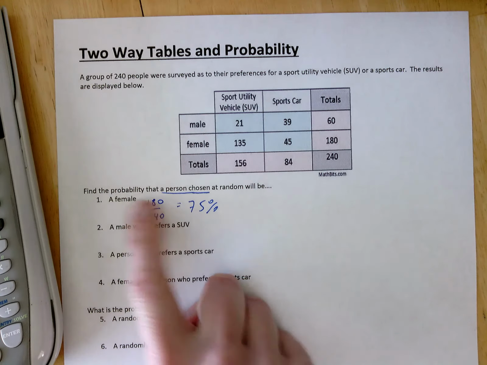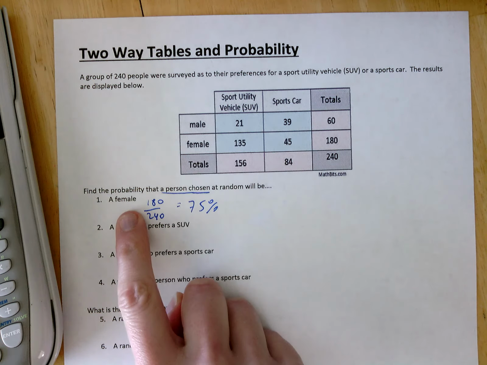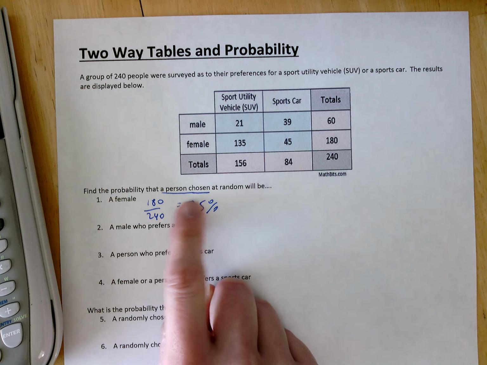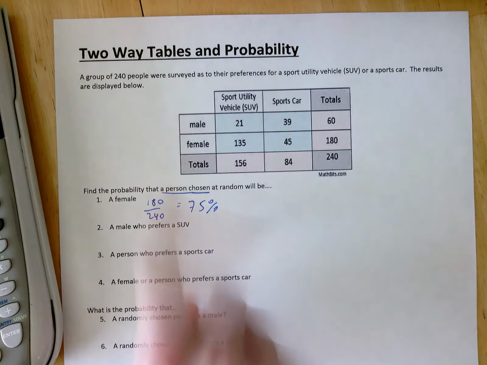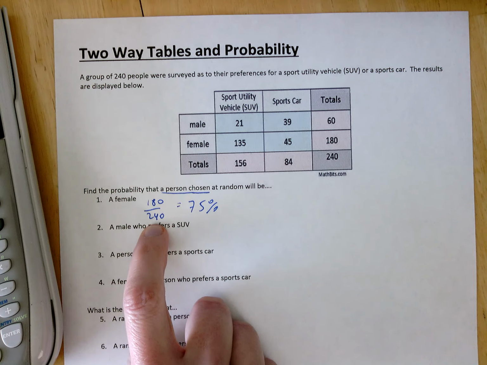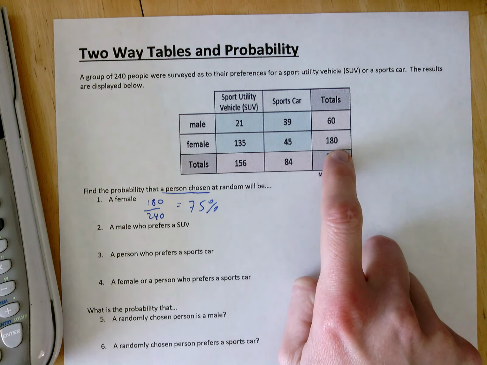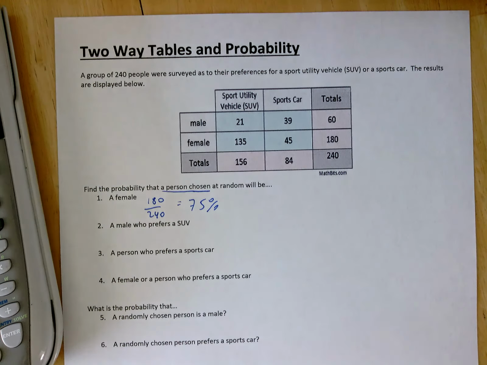These first questions, we want to find the probability that if you choose a person, they're going to be female. Now it's really important that you pay attention to what you are choosing from. In this case, we're just choosing from all of these people, all 240 of them. That's why my denominator is 240. Of those, when I look at my table, there were a total of 180 females. So my probability is 180 out of 240, which is, according to my calculator, 75%.